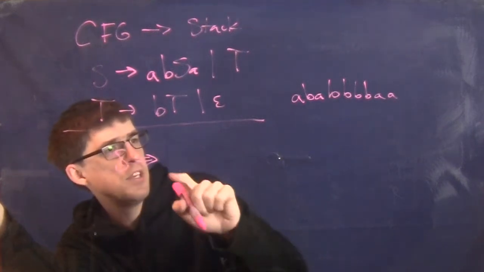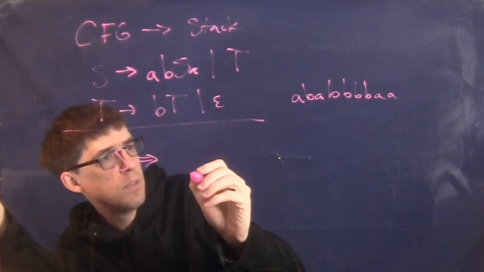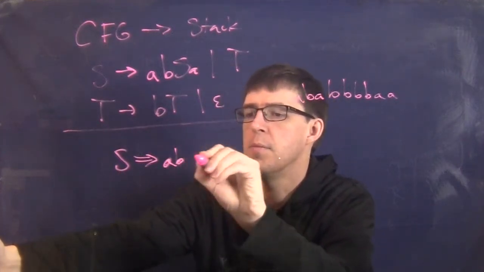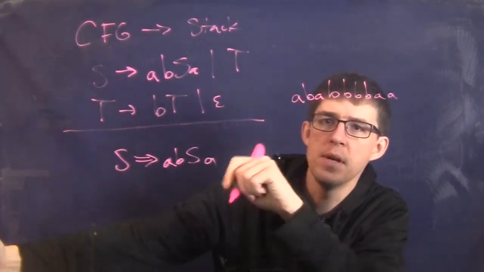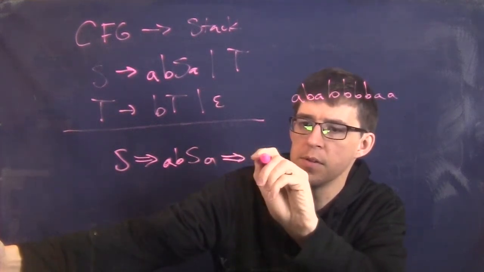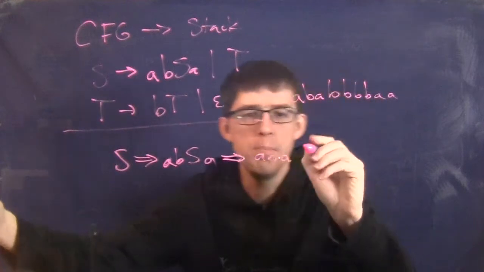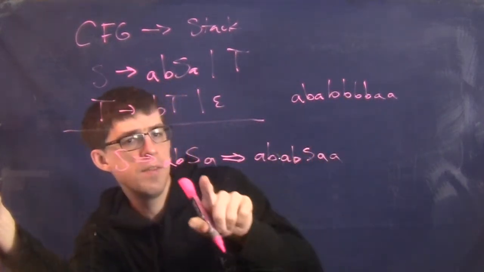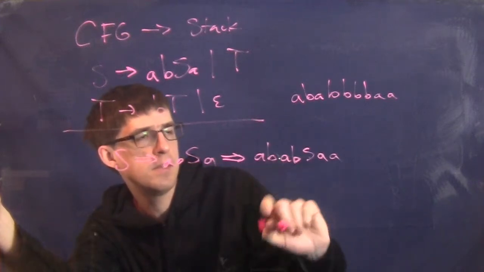In the grammar derivation, you do that one. S goes to A, B, S, A. That's because I want an A, B on the front. And then I want another A, B. I guess I'll do that one again. So now I go A, B, S, A, right? This S became another A, B, S, A.